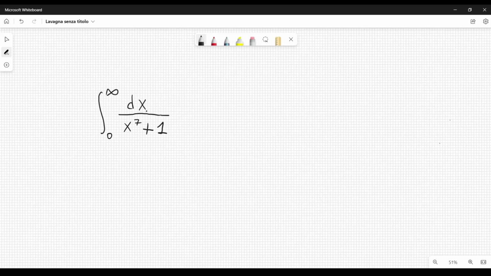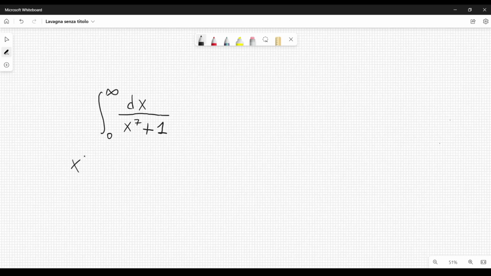when doing calculus, if you have such a denominator, if you want to find the antiderivative of 1 over x to the 7 plus 1, you have to make a great effort. It can be done, of course, it can be done, but the effort is greater than the effort that you have to make in complex calculus. Anyway, let's consider the denominator.